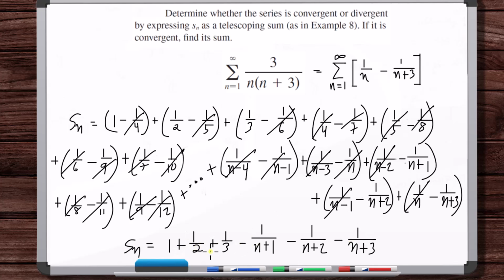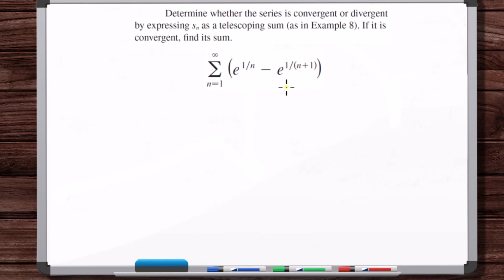Okay, now if you take the limit as n goes to infinity of this, these go to 0, and so we just have 1/2 plus 1 plus 1/3. So it's 3/2 plus 1/3, which is 11/6. Right? Once we've got the S sub n for all n, we're home free in terms of analyzing the series.